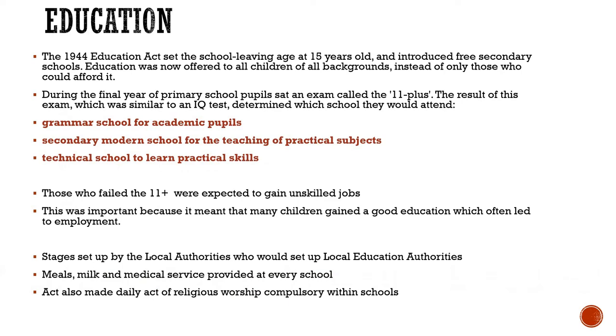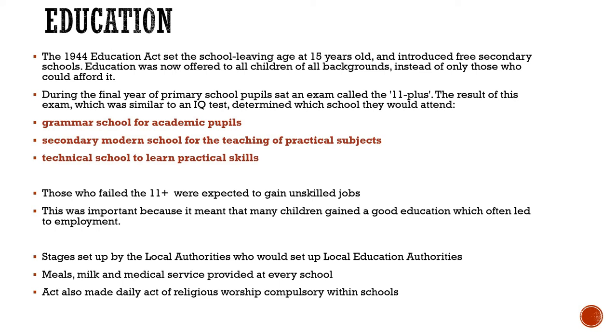So the 1944 Education Act set the school leaving age to 15. Previous to this, school wasn't actually compulsory, and it cost as well. So it introduced free secondary schools. It was now offered to all children of all backgrounds instead of only those who could afford it. Now that was the real game changer. It didn't matter what your social class was, and this was sort of a moral, so to speak, of the Labour government during this time. What they sort of stood for, the class mobility, that just because you were born into a certain class didn't mean you had to stay there. You could have the same opportunities as everybody else. So that was a real game changer for a lot of people.